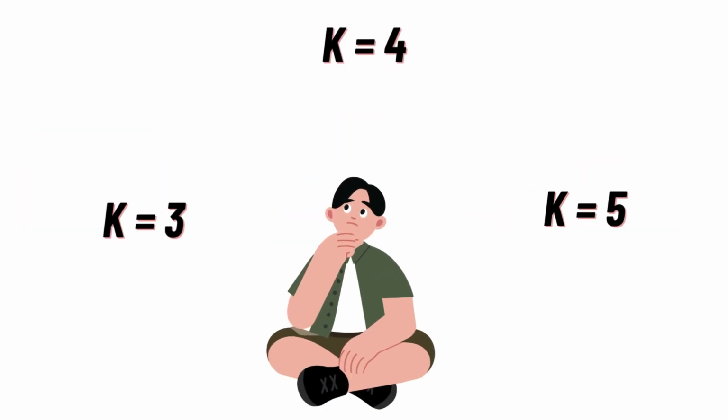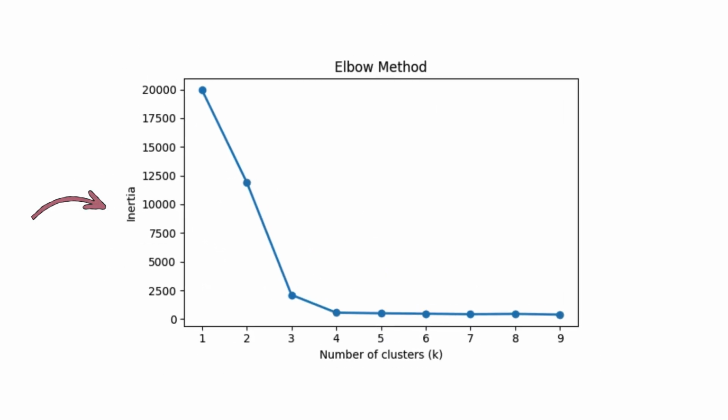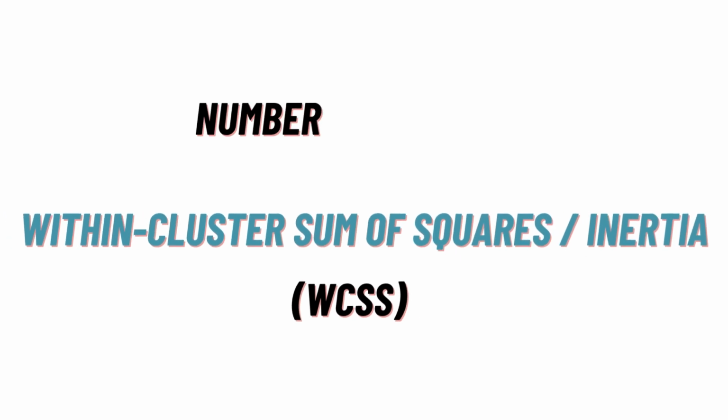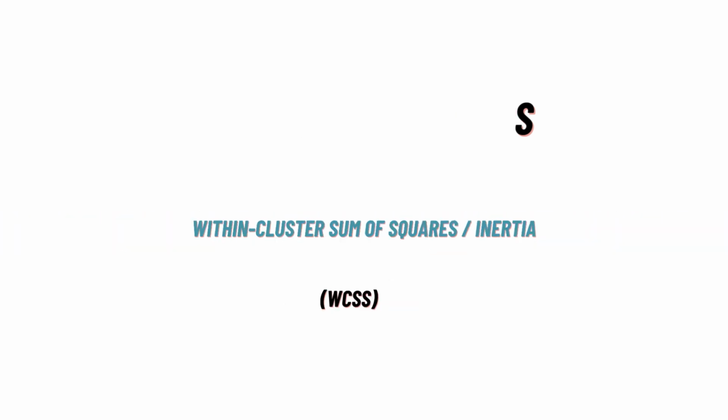Today, we're going to implement the elbow method. We'll update our scratch implementation to calculate inertia and then plot it to find that sweet spot. The elbow method is a heuristic used to determine the number of clusters in a dataset. It looks at inertia, also known as within-cluster sum of squares.